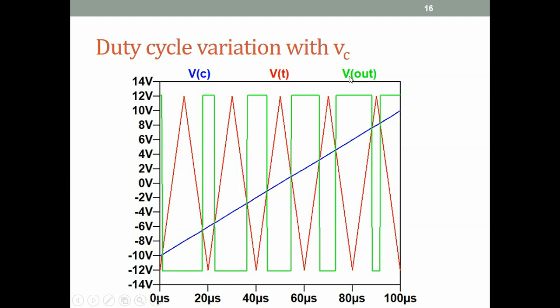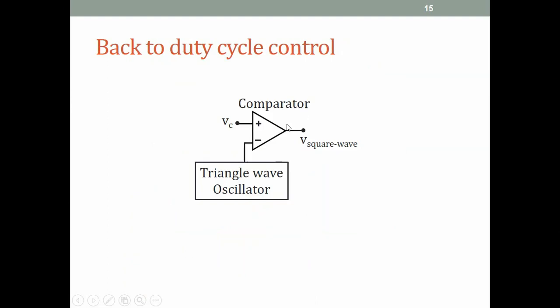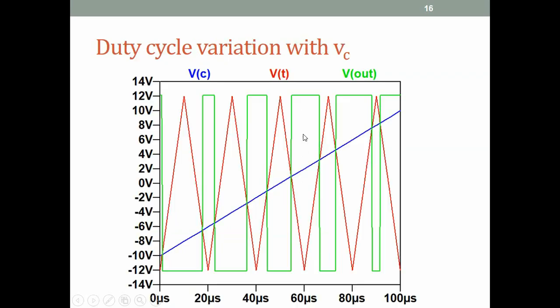And what happens to the output? If VC is greater than VT, the output is high. If VC is less than VT, the output is low. So let's look at this. At time t equal to 0, VC is higher than VT, so the output is high.